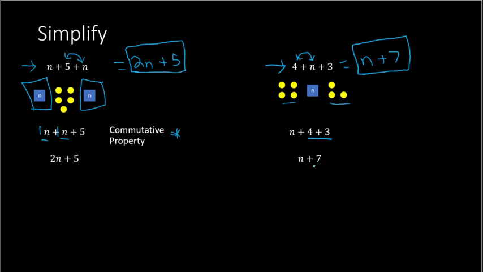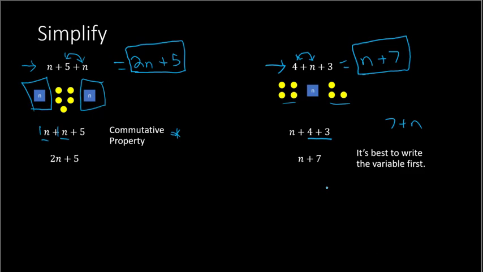And nothing can combine further from here because n is totally different than a number, than 7. All right, so n is like a square, 7 would be like 7 circles. Those are not the same thing. And typically, by the way, it's best to write the variable first. So if you write the n first, that's better than writing it as 7 plus n, even though it's the same thing. It's usually better to write the variable first.